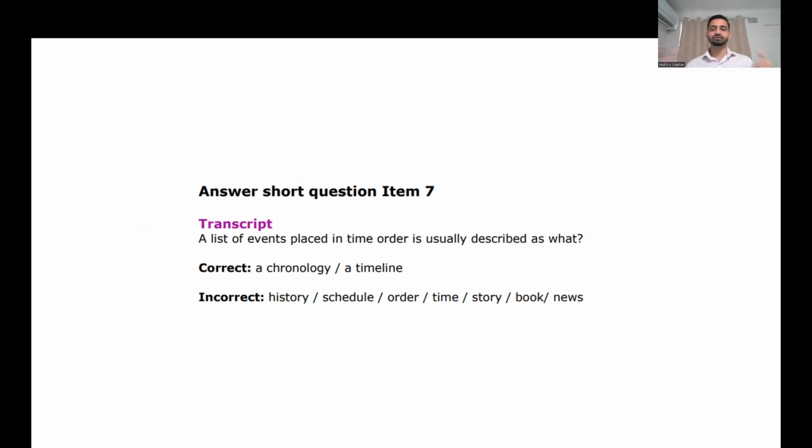We can think of two things, a chronology or a timeline. A schedule will be wrong because it's not a list of events, right? Order, time, story, book, news, all of these will be wrong. The correct answers will be chronology and timeline. I believe this one is very tricky because it doesn't give you the options, but you really have to think about your knowledge of these things. And like I said, it's academic. So PTE Academic is going to have questions from academic areas for you. It's going to be very different to general English.